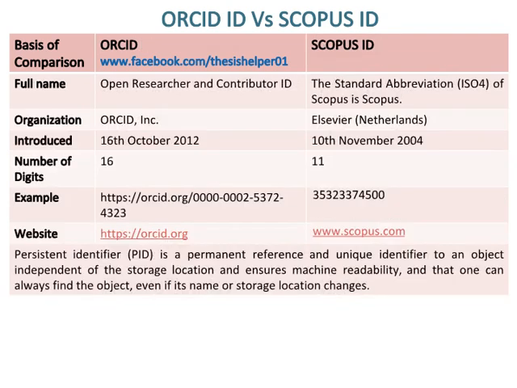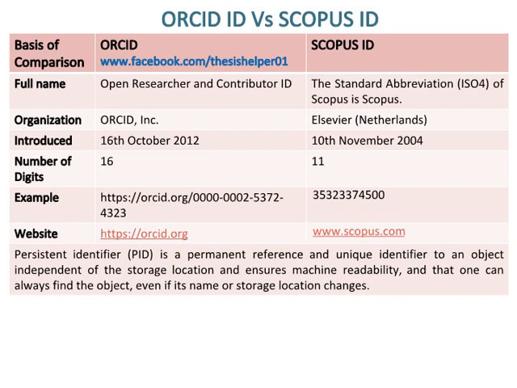The full name of ORCID is Open Researcher and Contributor ID, whereas the standard abbreviation, ISO 4, of Scopus is Scopus. The organization of ORCID is ORCID, Incorporation, whereas the organization of Scopus is Elsevier, Netherlands. ORCID was introduced on 16 October 2012, whereas Scopus was introduced on 10 November 2004.